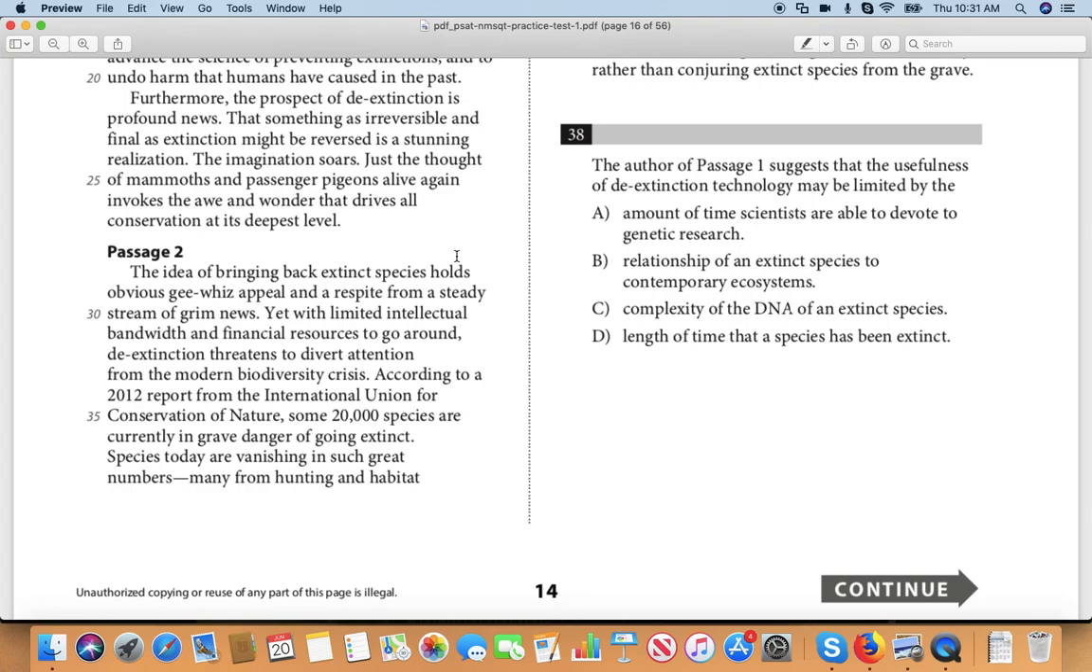Don't think the author suggests that. I don't think so either. It's about DNA. Mm-hmm. I don't see any other answers that say DNA. Yeah. But then there's answer choice D, which says the length of time that a species has been extinct. Ah. And that is actually what the author was talking about.